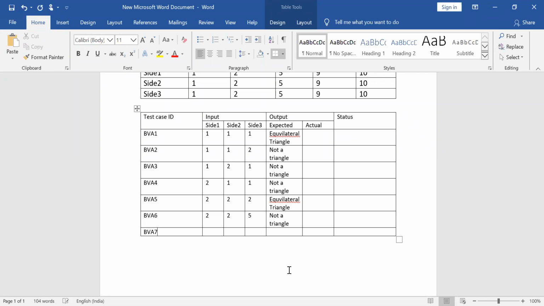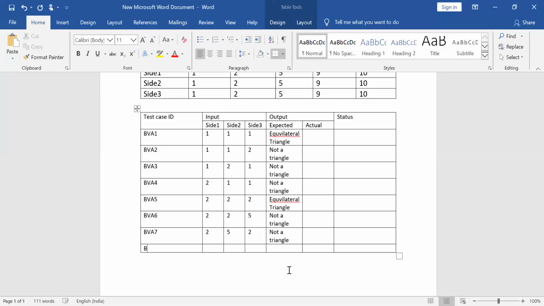BVA 7. Same thing, 2 followed by 5 followed by 2. BVA 8, if I take it, I'll just rotate the values. 5 is the first value, I'll take it. Next one is minimum plus 1, minimum plus 1. Same thing, not a triangle.